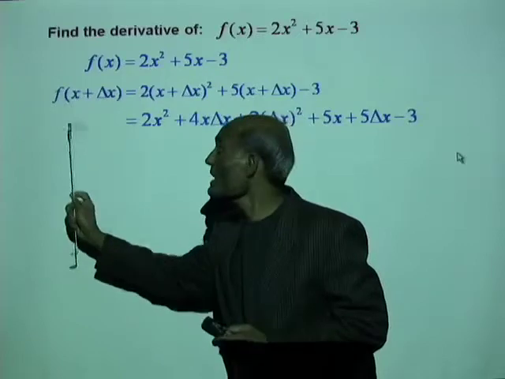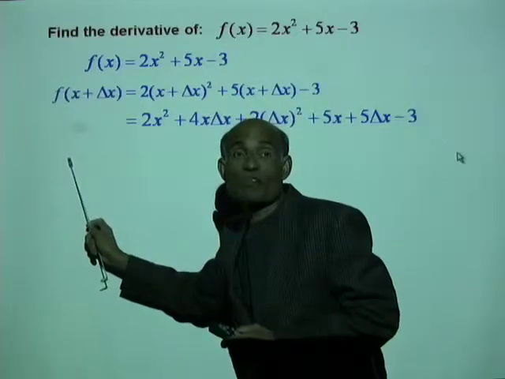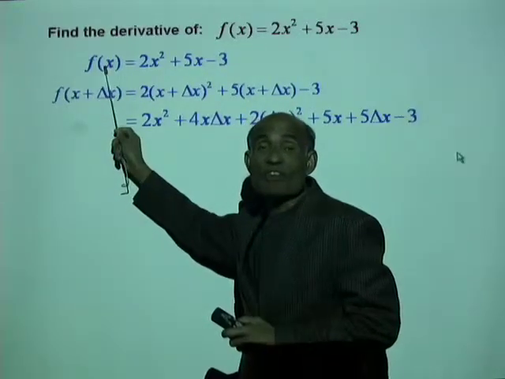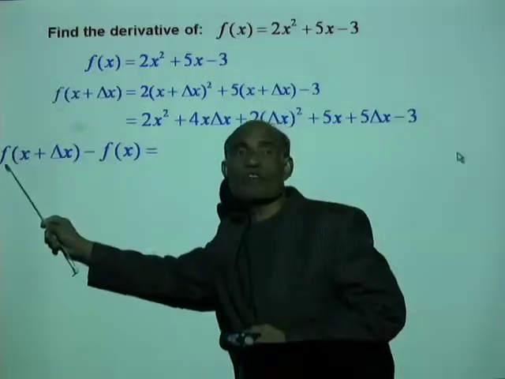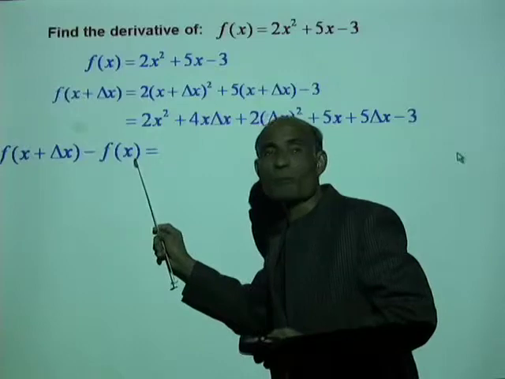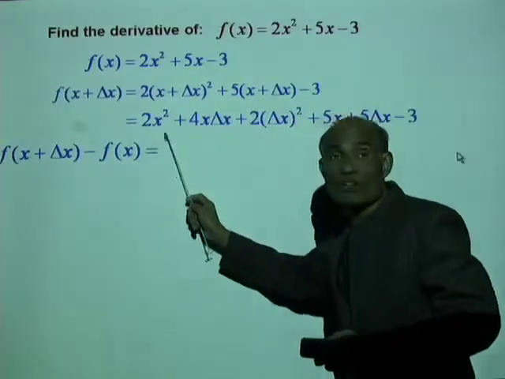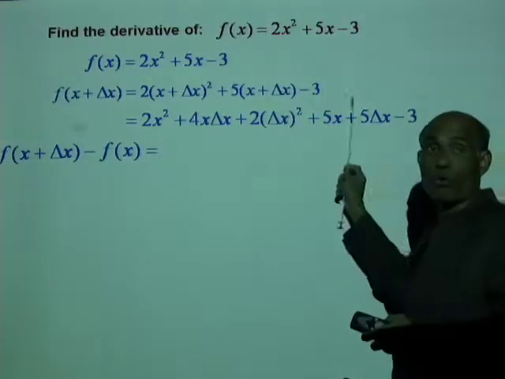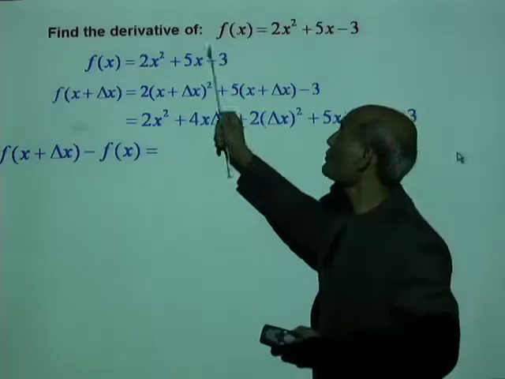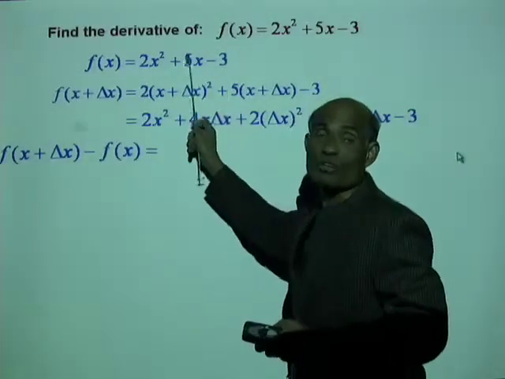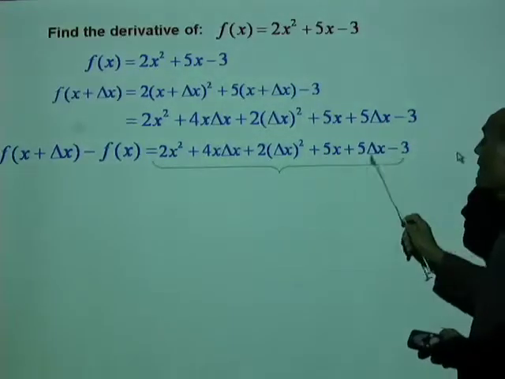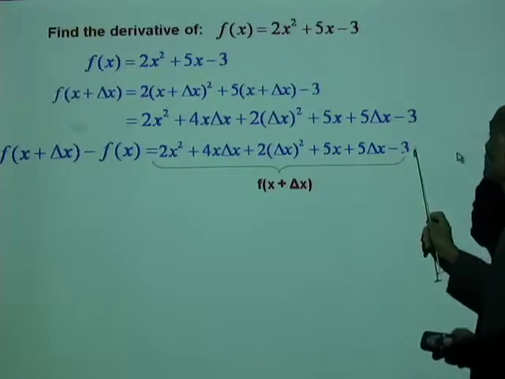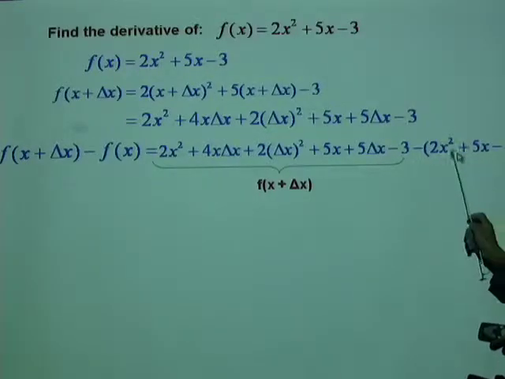We now need to find f of x plus delta x minus f of x. Find the change in the function value. So what is f of x plus delta x minus f of x? F of x plus delta x is this whole quantity. Minus f of x is this quantity. Let's write that. So this is f of x plus delta x. Then subtract f of x. That's your f of x.